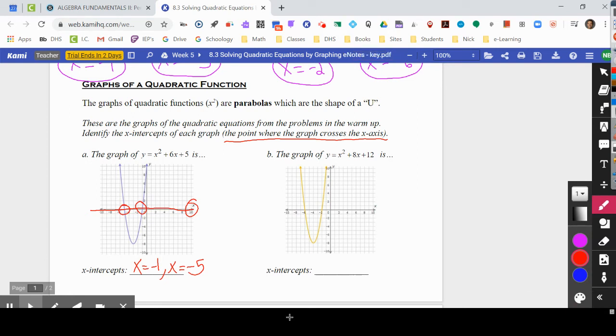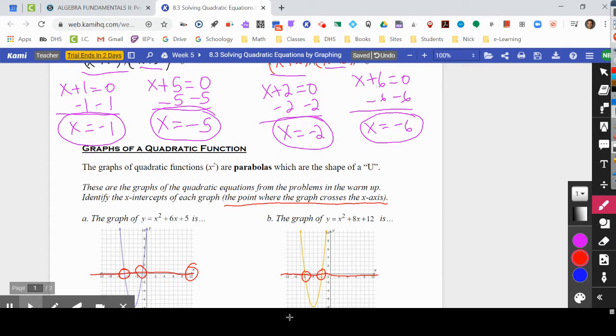Let's see about graph B. Here's the graph of B. It's y equals x squared plus 8x plus 12, and my graph is in yellow here. Here's my x-axis, and it looks like it crosses at 2 points as well. It looks like it crosses at x is equal to -2 and x is equal to -6. Those are my x-intercepts.